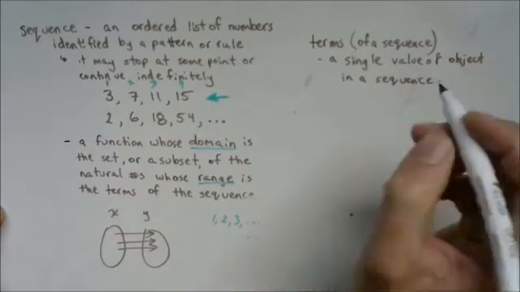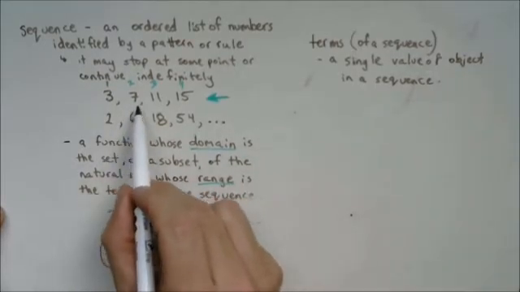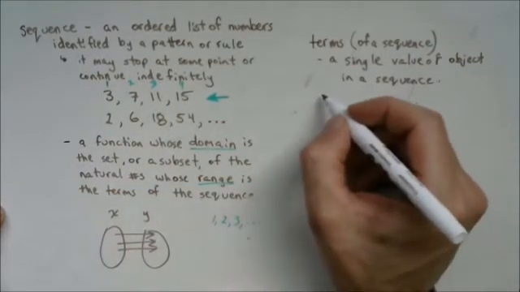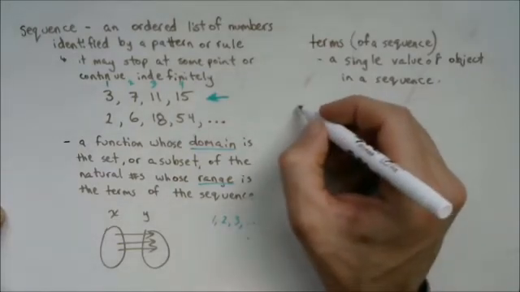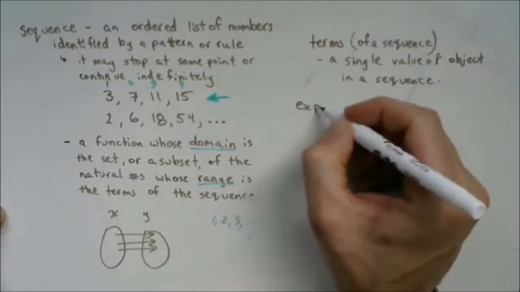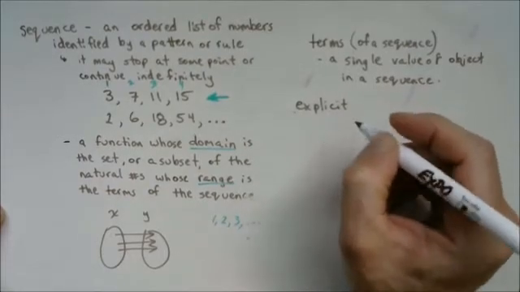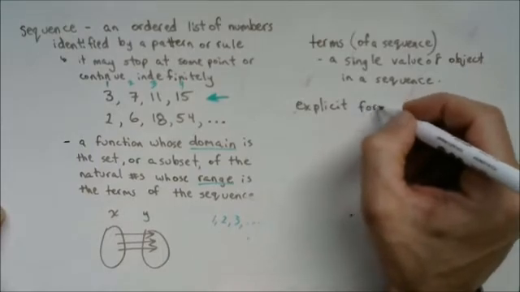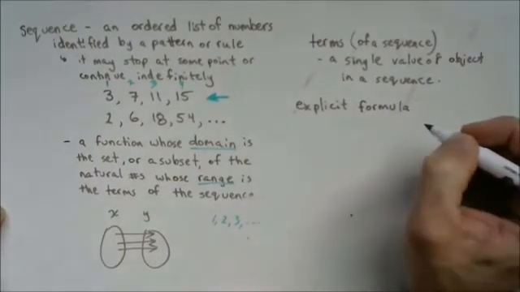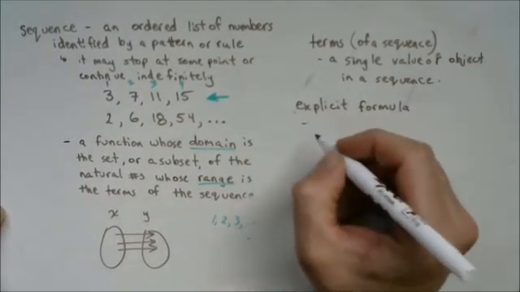So each of these are terms. 3, 7, 11, 15, they're each terms. And then we have a couple of ways of explaining these functions. One way to do it is using an explicit formula. We'll do the definition and then we'll talk about it.